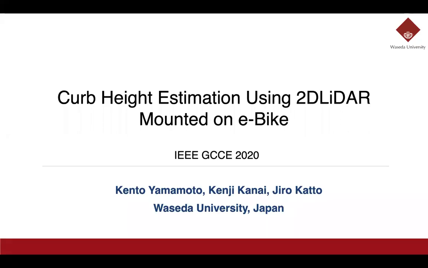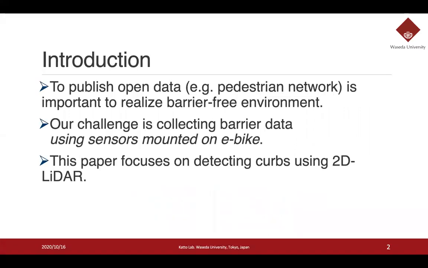Hello everyone. We present curve height estimation using 2DLiDAR mounted on e-bike. To publish open data such as pedestrian network is important to realize barrier-free environment. The pedestrian network includes some barrier data, for example, slopes, curves, and so on. From this kind of background, we are trying to collect barrier data using sensors mounted on e-bike. In this paper, we focus on detecting curves using 2DLiDAR.